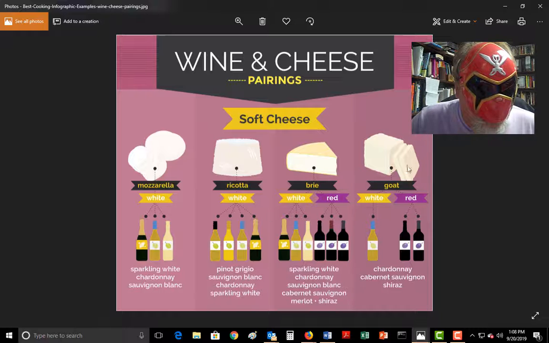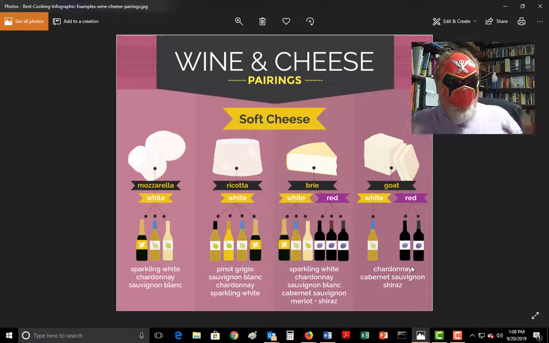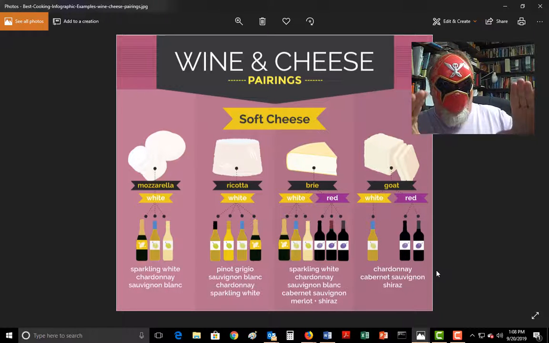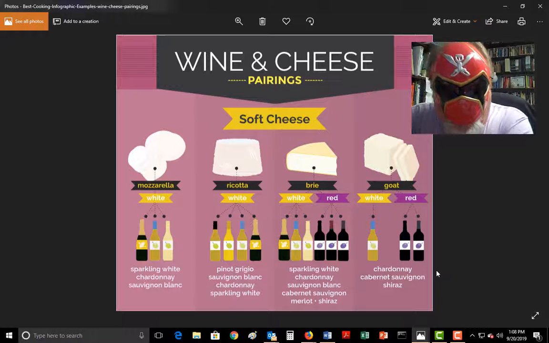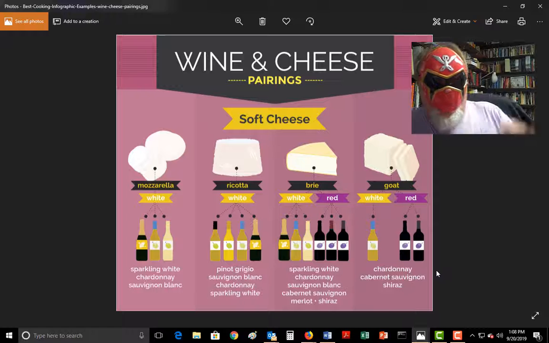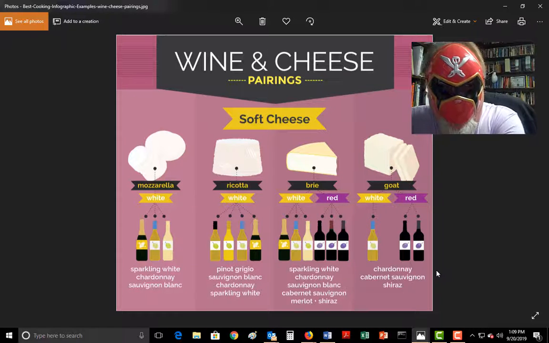And brie and goat both can go with white or red wines, and we have some examples of those as well. So again, just a way that we can give a great deal of information. It would probably take several pages of text to explain this, but in this nice compact visual, we get a lot of information done very quickly.